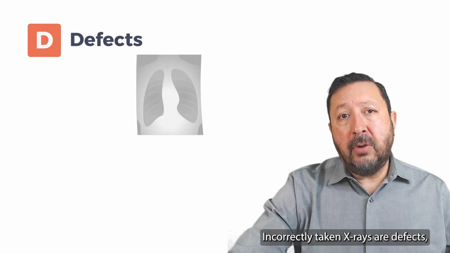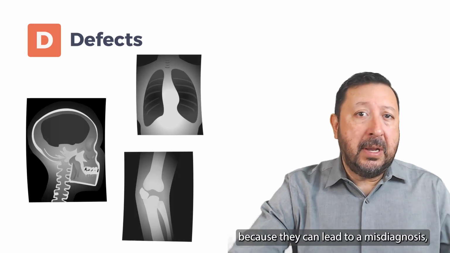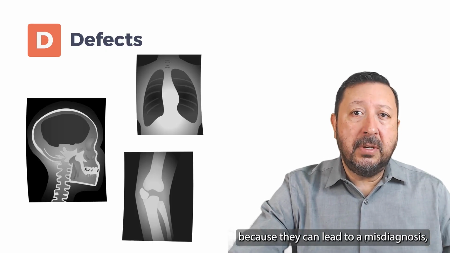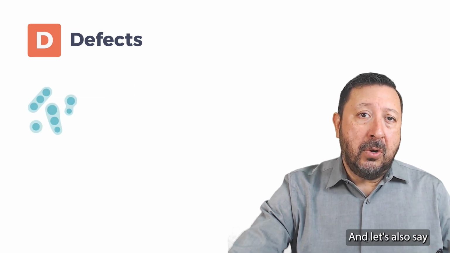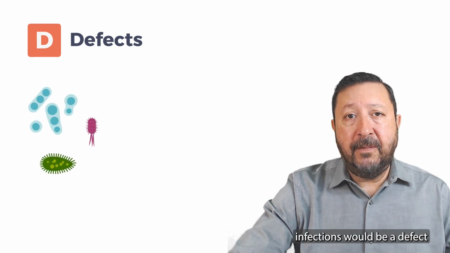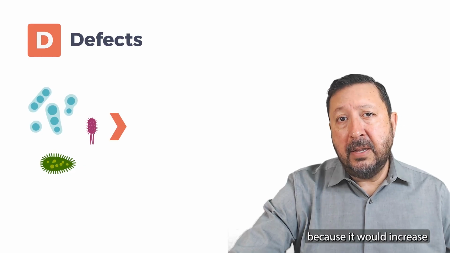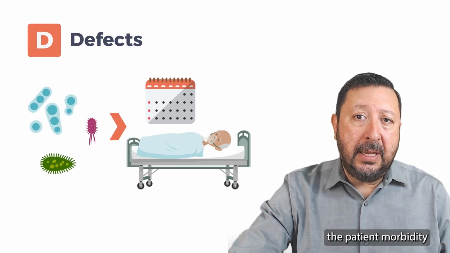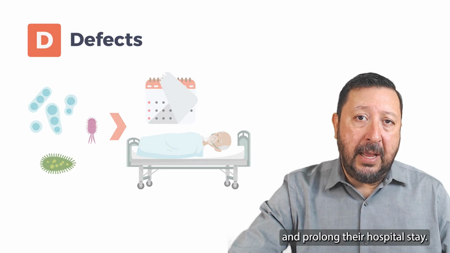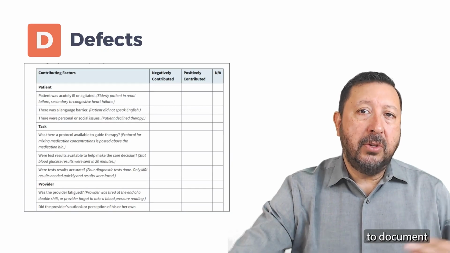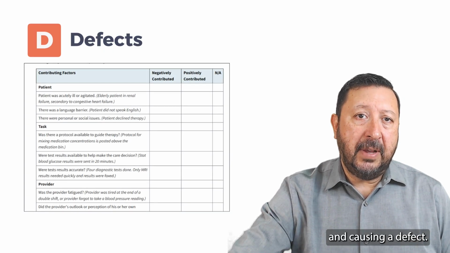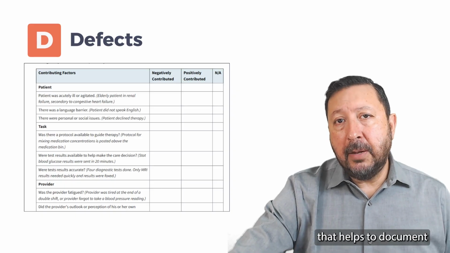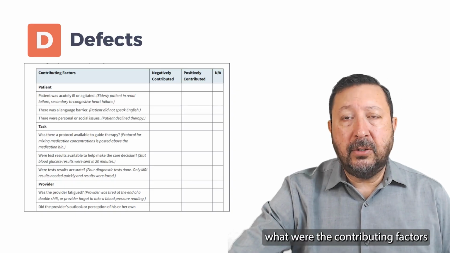That's a defect. Incorrectly taken x-rays are defects because they can lead to a misdiagnosis and cause delays of appropriate treatment. And let's also say hospital-acquired infections would be a defect because it would increase the patient morbidity and prolong their hospital stay. There's a tool which encourages teams to document the root causes that may be affecting and causing defects. A simple checklist that helps to document what were the contributing factors for the error.